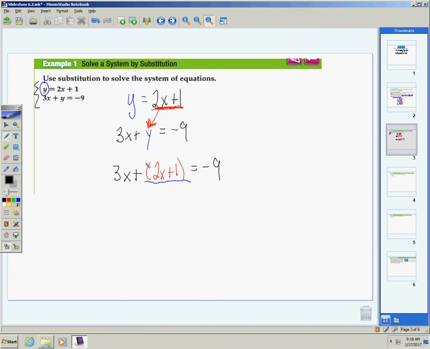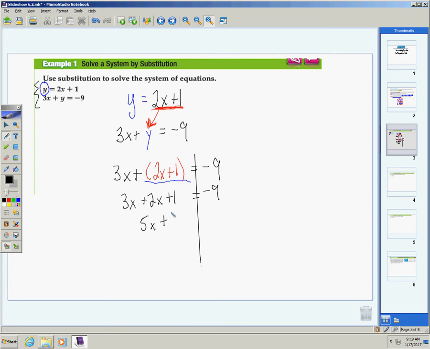And here's what I was talking about earlier. The reason we do this is that now I have only one type of variable in my equation. I only have x's. So now a positive sign in front of parentheses doesn't change anything, so I can just drop the parentheses. I get 3x plus 2x plus 1 equals negative 9. First step, I'm going to combine my like terms. 3x plus 2x is 5x.